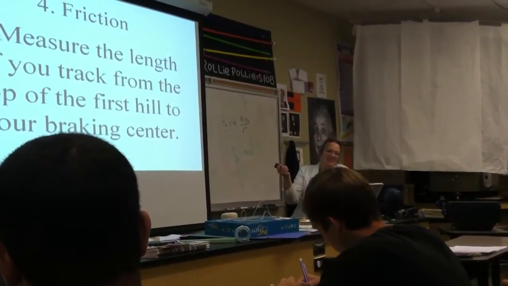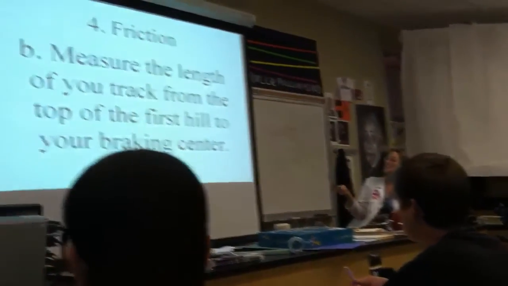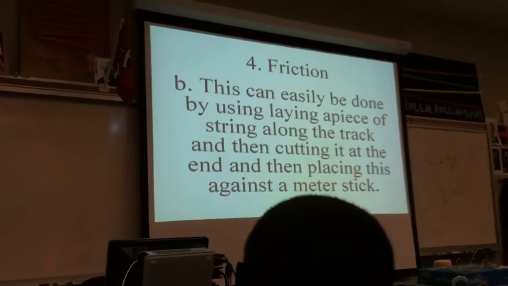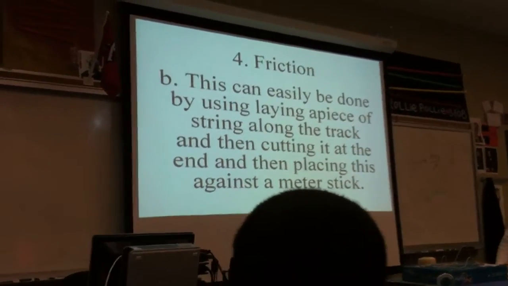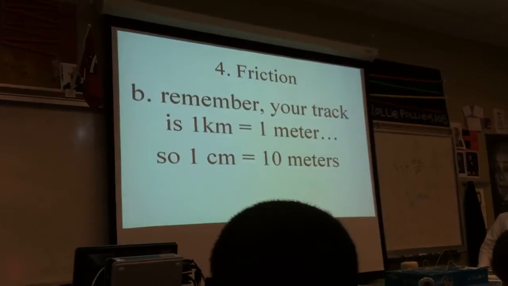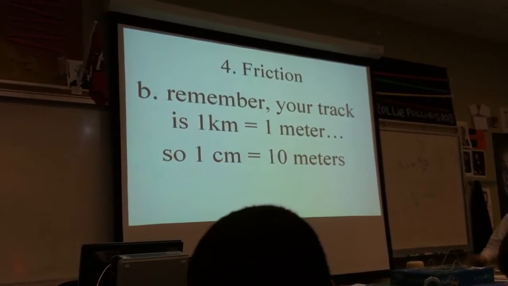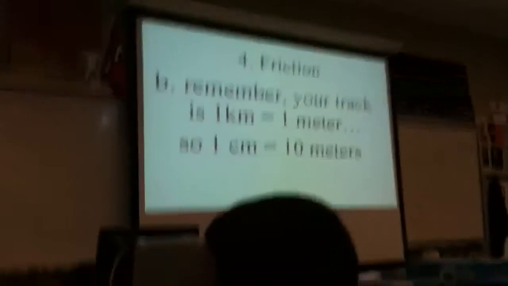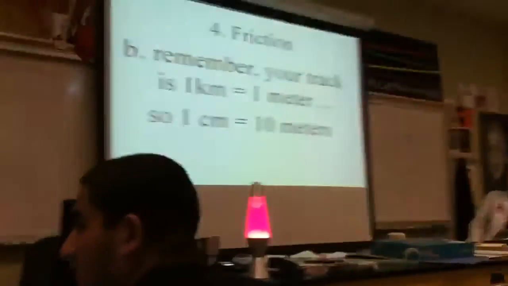Let's continue on. Okay, so now I know my distance. This can easily be done by laying a piece of string along the track and then cutting it at the end and placing this against the meter stick. We just did that. Remember, your track is 1 kilometer. That is equal to 1 meter. So 1 centimeter is equal to 10 meters. So 89 centimeters, 890 meters.